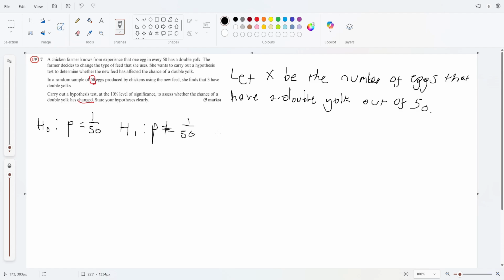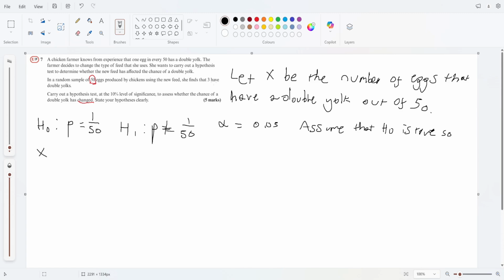Then it's always helpful to write down your level of significance. So alpha is equal to 0.1 here, but because it's 2-tailed, you split it in half, so alpha is equal to 0.05. You can also put it as 5%, but I'm just going to write it as 0.05. Then you always have to assume that the null hypothesis is true, so you can set up your binomial distribution.